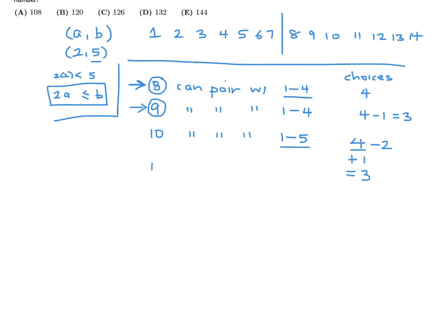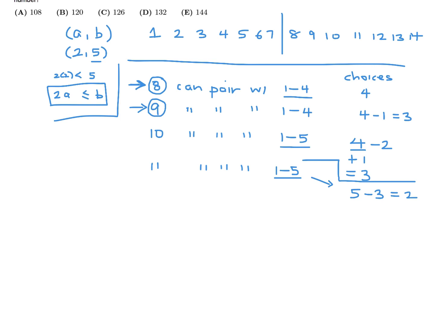Okay, now we're up to 11. 11 can pair with, very similar, I think, 1 to 5. And now, of the 1 to 5 numbers, we've already chosen one number for 8, one number to pair with 9, and one number to pair with 10. So those 3 choices are gone. So from the 5 numbers here, we have already chosen 3, so that leaves only 2 left.